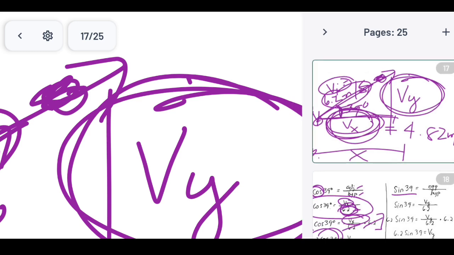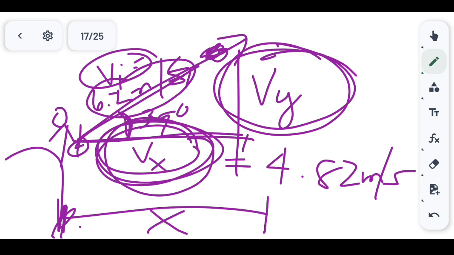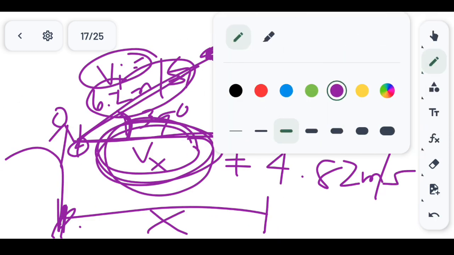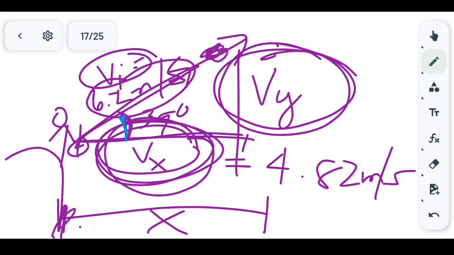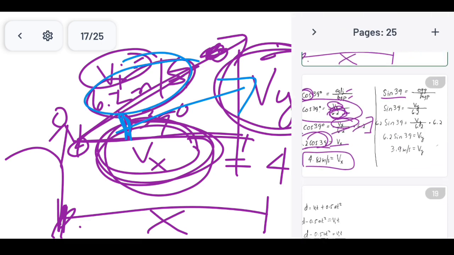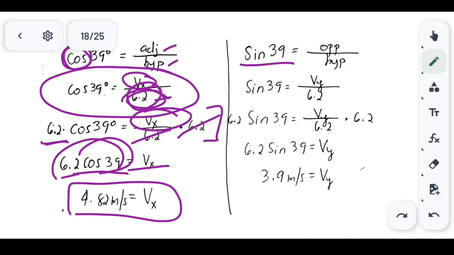Then, how do you identify the opposite and the hypotenuse? When we talk about opposite, kung ito yung degree, di ba ito yung degree, 39, yung theta na yan, yung opposite niyan, yon yung v sub y. So, opposite is equivalent to v sub y, tapos yung hypotenuse natin ay 6.2 meters per second. Ngayon, ang kailangan lang natin ay equation ng v sub y.